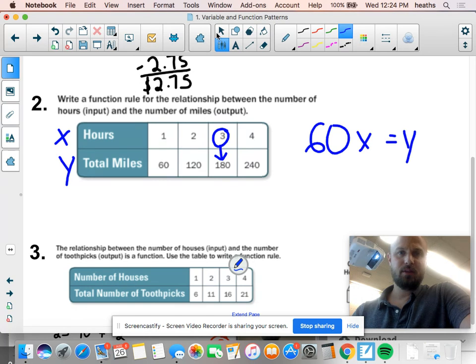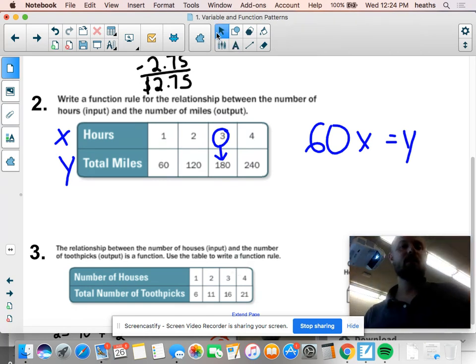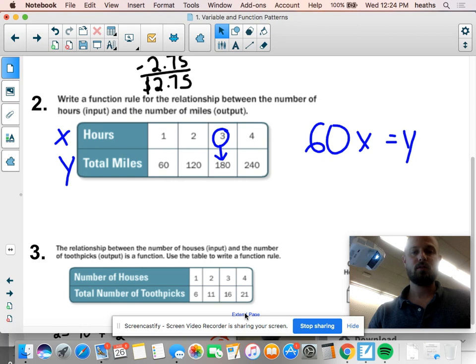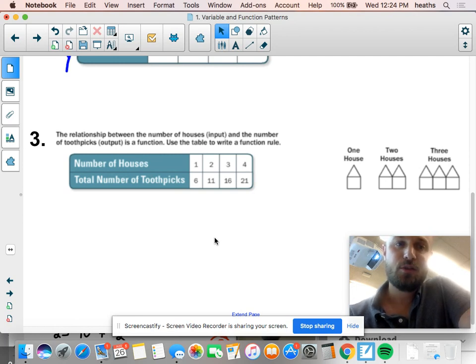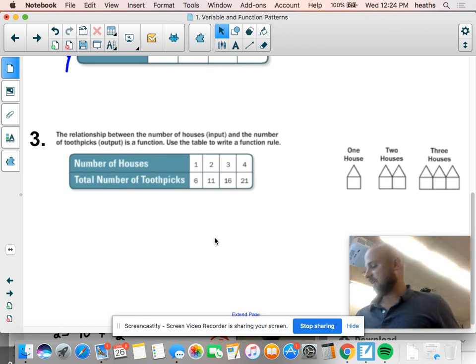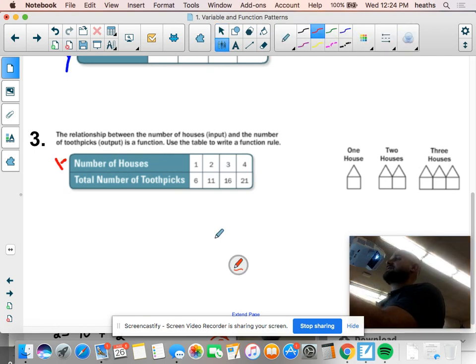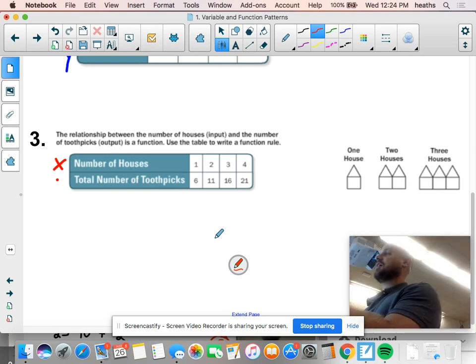Very last problem, let me scroll down a little bit here. So there we go. Okay, the relationship between the number of houses, the input, and the number of toothpicks, the output, is a function. Use the table to write a function rule. Now, everybody, this is going to get a little bit trickier. And I'll show you why. So number of houses, or the input, is going to be the X. And the total number of toothpicks is going to be our Y.